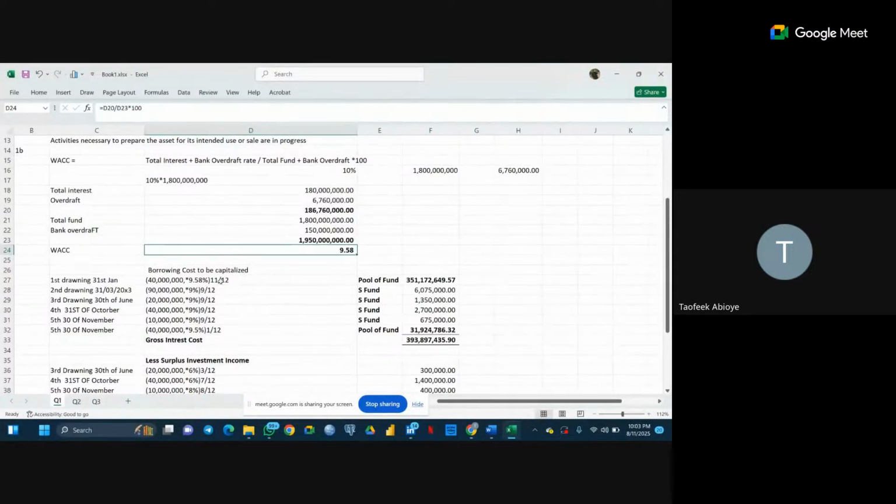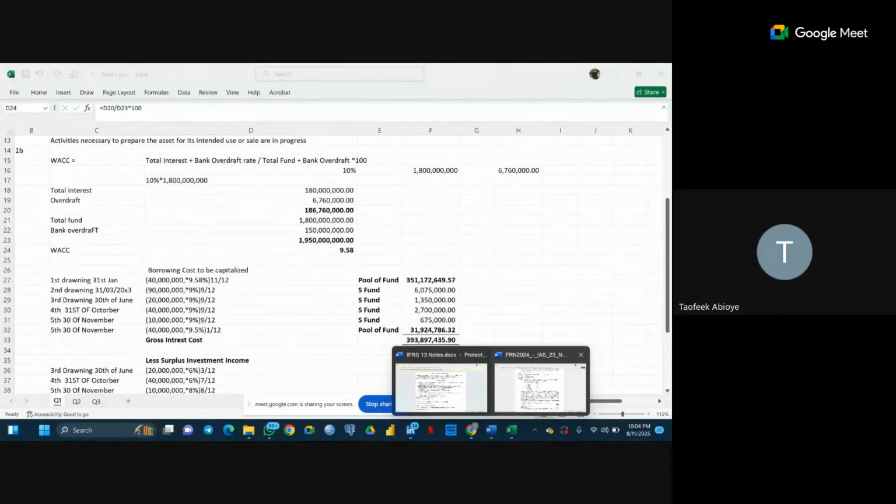Let me take that again. If our source of finance is from a specific fund, not from a pool of funds, we are not going to prorate as at when we withdraw the money. We are going to use a 12-month straight agreement. But if our source of finance is from a pool of funds, we are going to prorate based on the time we withdraw the fund, which is the reason why we are having 11 divided by 12 here. How do we arrive at 11?